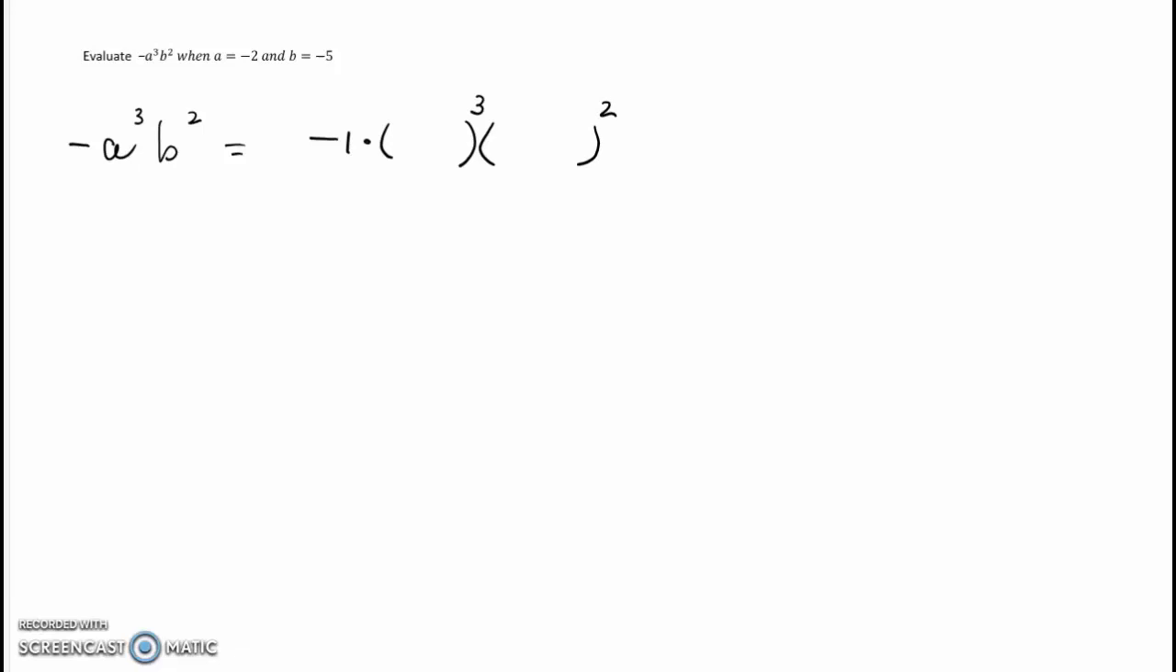Now you simply take the value of a, which is equal to -2, and you put it right in there. So this is -2 in parentheses to the third power. The b is equal to -5, and we're going to take the -5 and plug it right in there. Okay, so once you have this, now you follow the order of operations. So what do we do first? Order of operations says do the powers first before anything else in this problem.